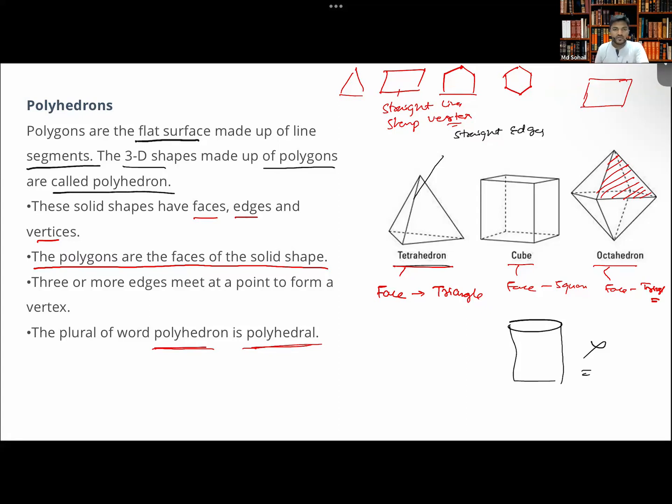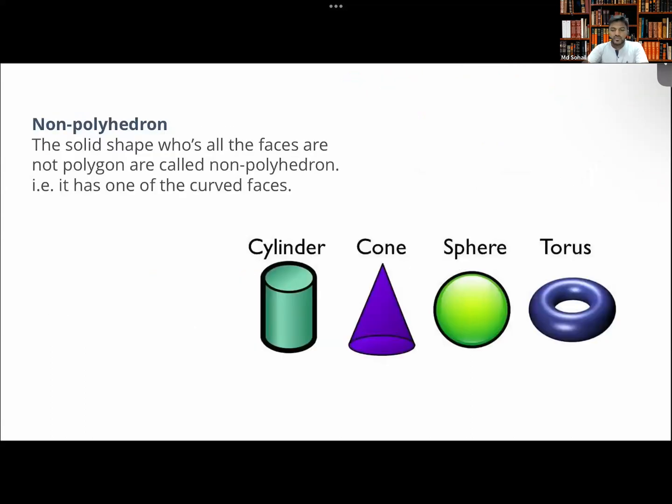Any confusion so far? No. Okay. Now the question comes: what is a non-polyhedron? Looking at the figures here, these are shapes that do not have sharp vertices. The solids which basically have curved faces are called non-polyhedrons, and their edges might or might not be straight.